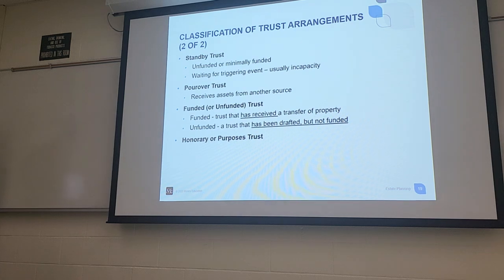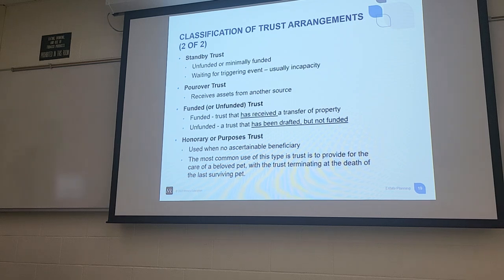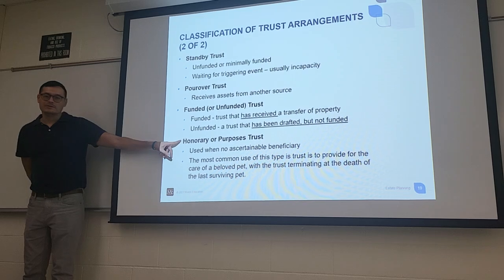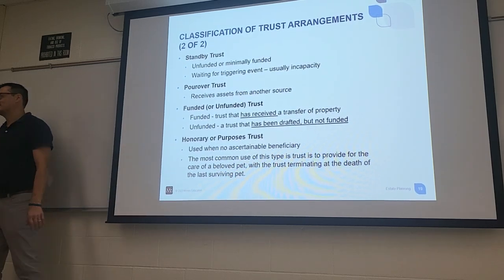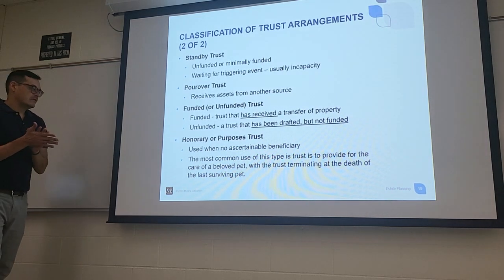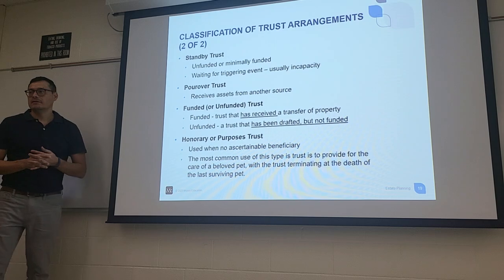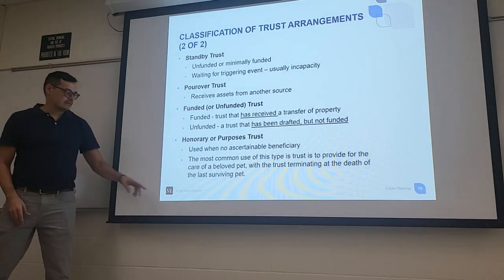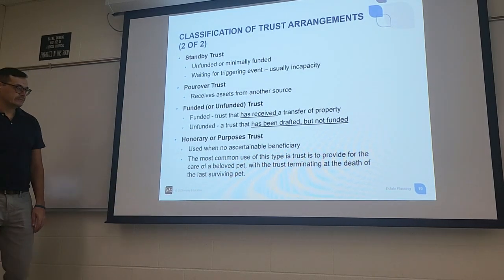And if you make ridiculous amounts of money, and you want to leave $100 million to your German Shepherd, which I think actually happened, this is the type of trust you would use. This is one that has no ascertainable beneficiary. A lot of times these are for the care of pets, in the event somebody passes away, and it will terminate at the death of the last pet.